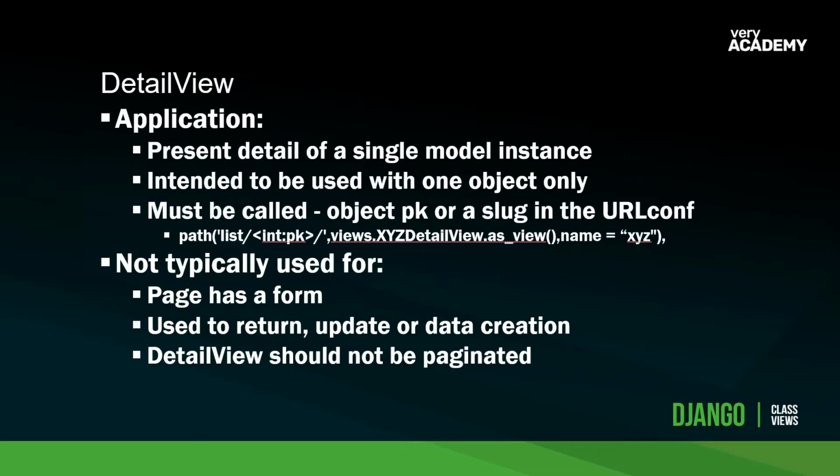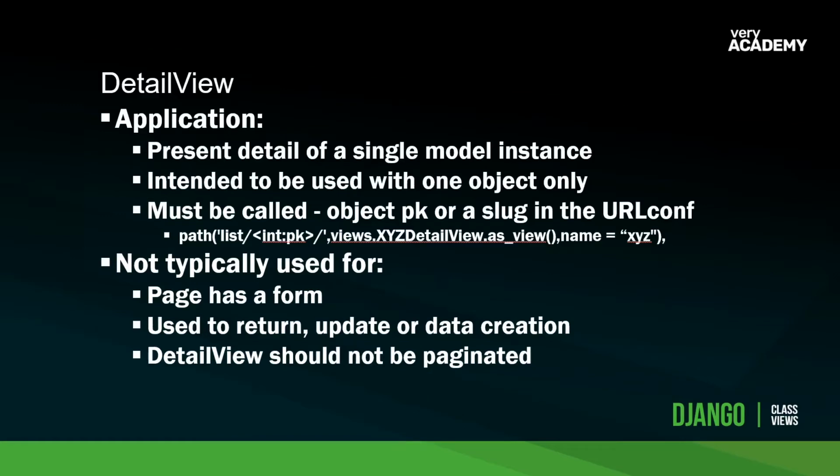So let's start looking at the application of the detail view. The essence and simplicity of this is that it is a view that you would use to present detail of a single model instance. You can actually write this view in only one line, just specifying the model that you want to use, the data that you want to use. We'll have a look at that in the example. This is intended to be used with one object only.